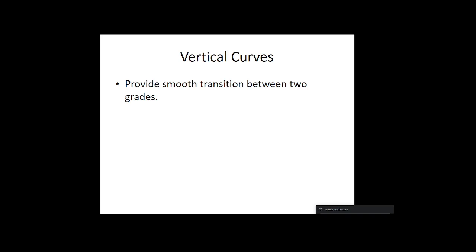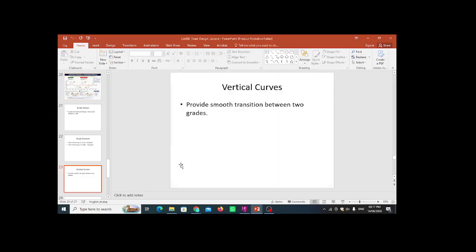Now vertical curves. Suppose one grade is plus 2% and the next grade is minus 3%. If we connect them suddenly, then what happens? The road becomes unsafe. Therefore we insert a vertical curve. The purpose is to provide a smooth transition between the grades.